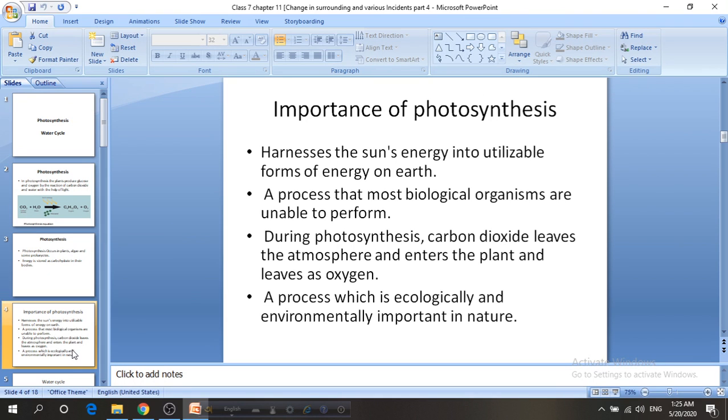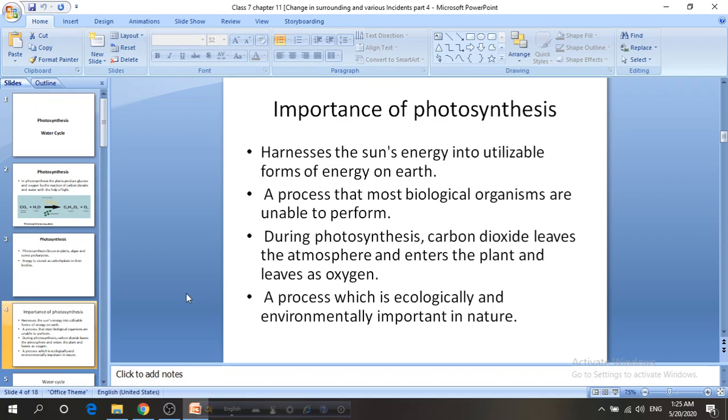Why is photosynthesis important for us or for our environment? Without photosynthesis, no living being can live on this earth, including humans. Most biological organisms can't perform photosynthesis.